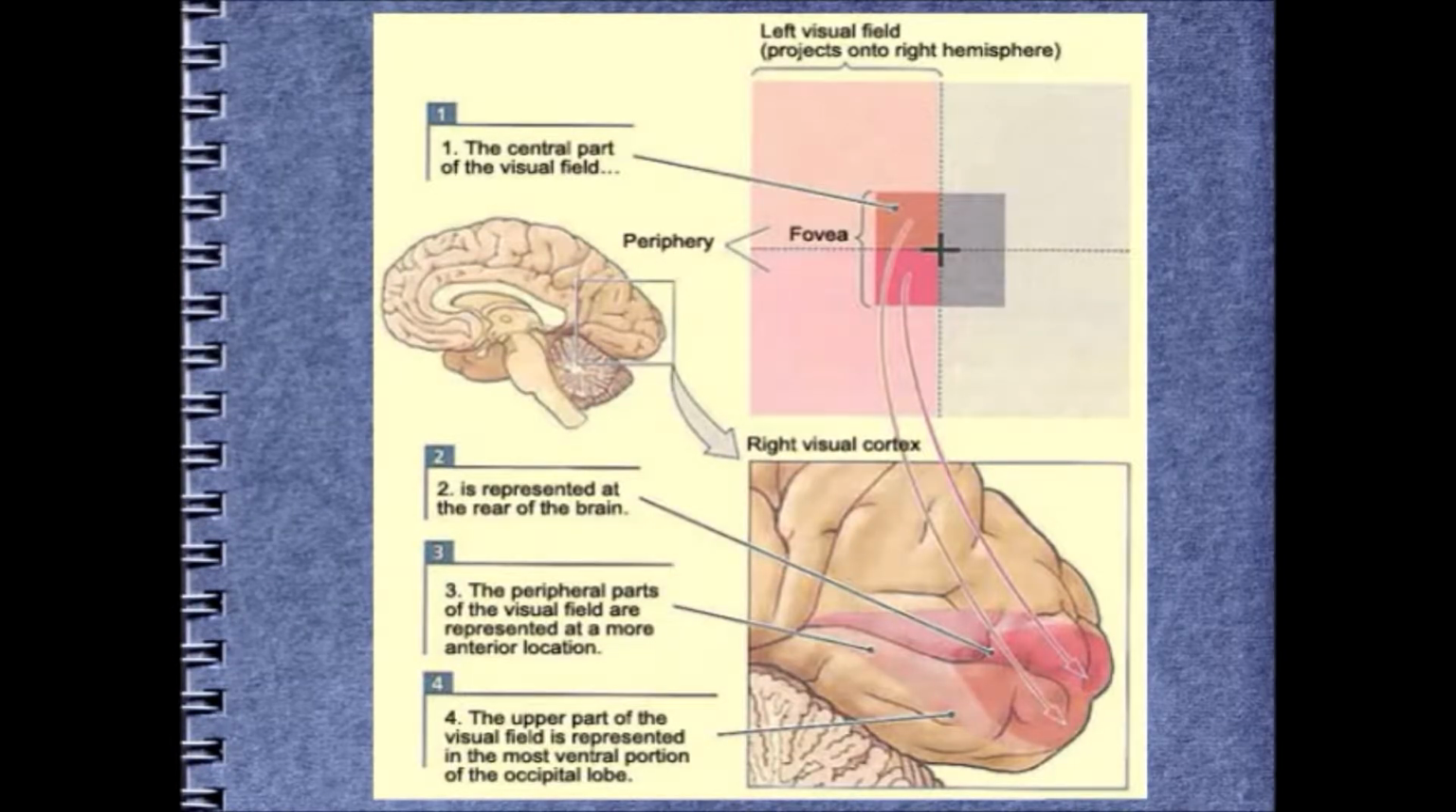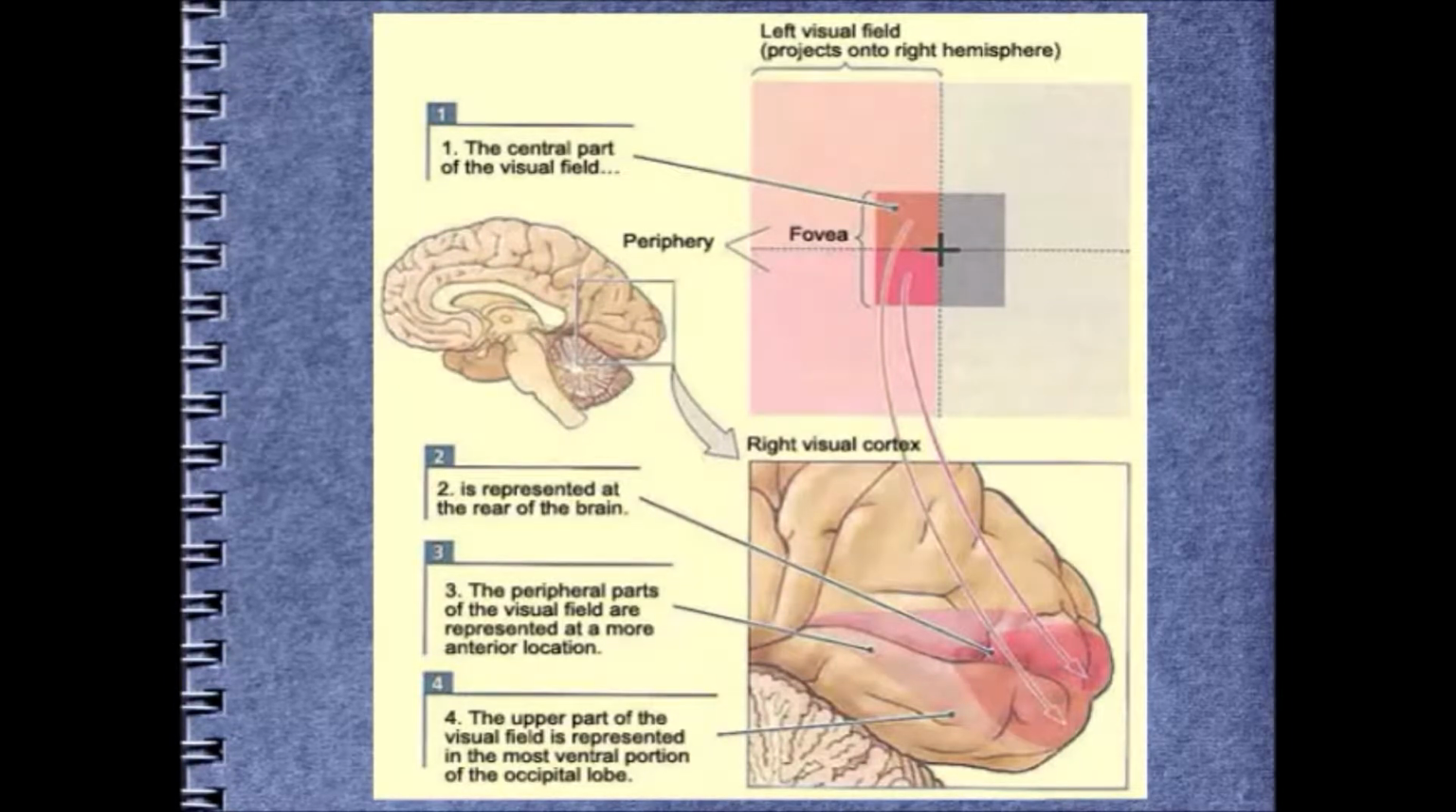Here is one more diagram showing the brain, the occipital lobe, the central part of the visual field in the top left and right there. And then number 2 says it is represented at the rear of the brain, so it's in the occipital lobe, which is where our vision comes from. That's what processes our vision.